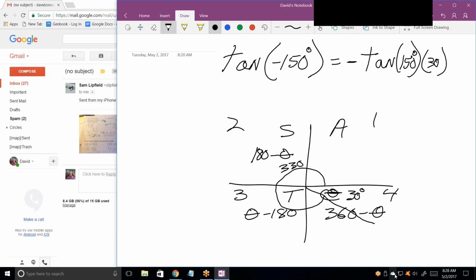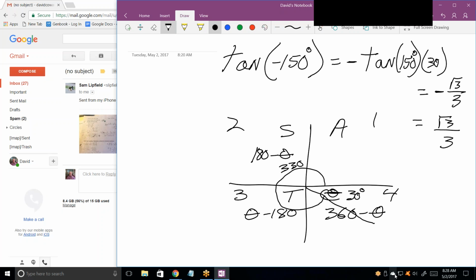Now, what's the tangent of 30? It's going to be root 3 over 3. And the way I'm doing it, that's a second quadrant angle, 150, so that'd be negative, right? Yeah, good point. But now I've got that negative and that negative become a positive. So I end up with the right answer. I just did it a slightly different way.